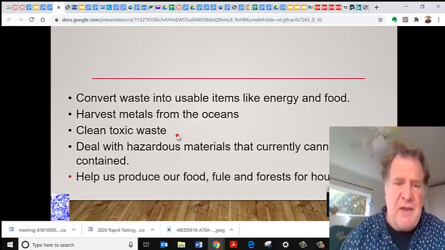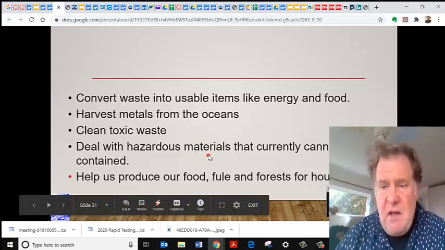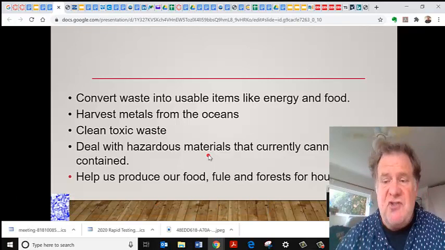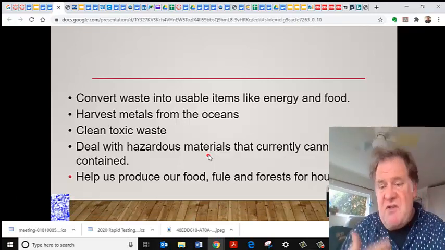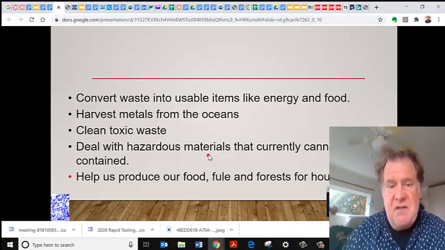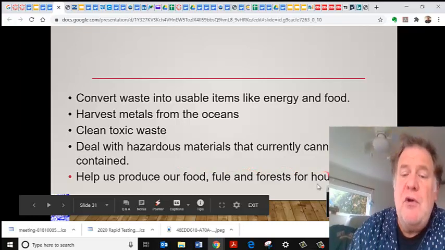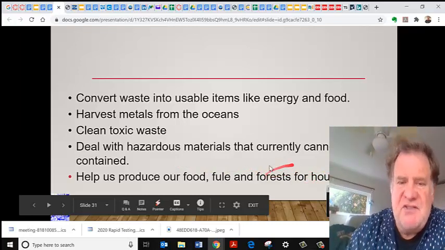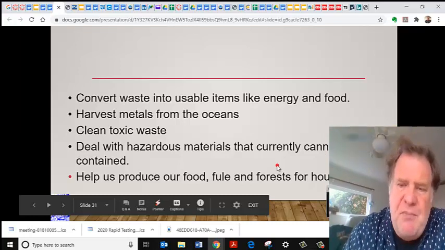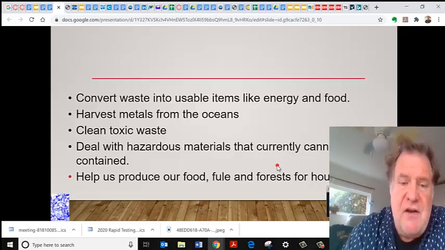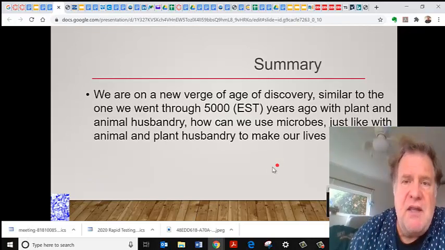Again, microorganisms can clean and remediate toxic waste. We're using them to do that. They can deal with hazardous materials that currently cannot be contained. We produce some acids that are so strong that anything we put them in, they melt out of there. Yet we can use microorganisms that can neutralize these things and possibly contain them. Again, microorganisms help us produce our food, our fuel, and our forest for housing. I was looking for the 4Fs or something like that. We human beings, in order to survive, need a number of things like food and fuel and housing, and microorganisms could be very good at that.